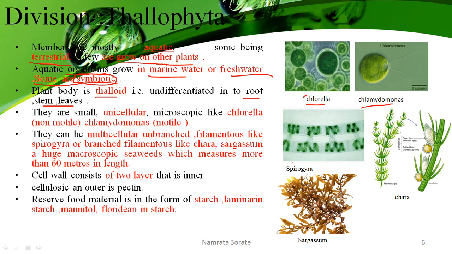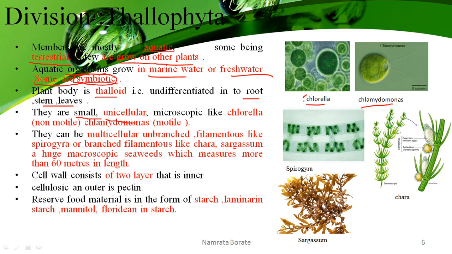You are very familiar with Spirogyra. It also has a thalloid plant body, with absence of distinct root, stem and leaves. The next characteristic is that these organisms are very small and unicellular. It's a small organism; unicellular means it consists of only a single cell. It's microscopic, which means it cannot be seen by the naked eye.